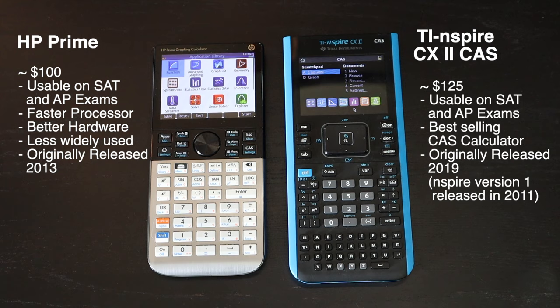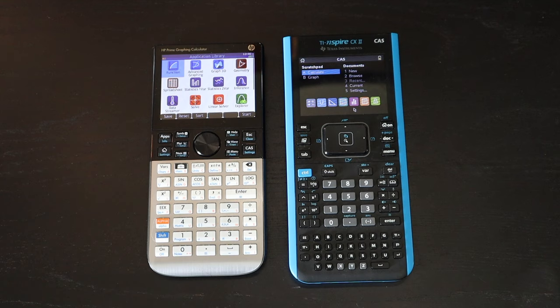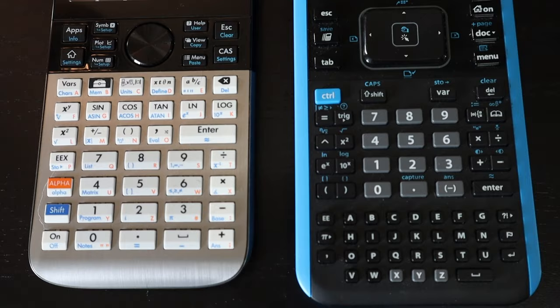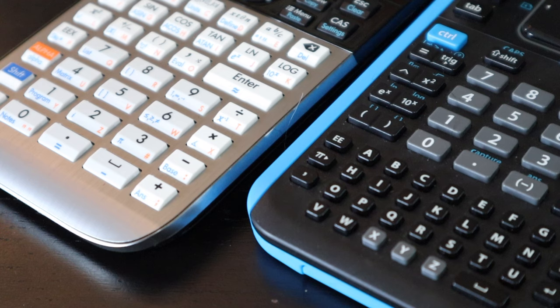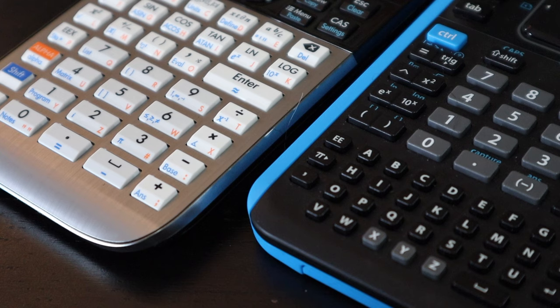So first off, as you saw, although prices do fluctuate, just from looking on Amazon, there's a pretty significant price difference between these two calculators. The HP Prime, when I bought it, was $99 on Amazon, and currently the TI-nspire CX II CAS is about $125. But in general, you're going to see that the TI-nspire CX II CAS is going to be at least $20 more expensive than the HP Prime.